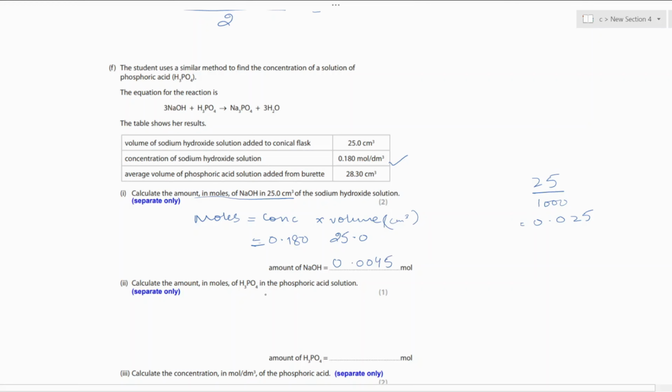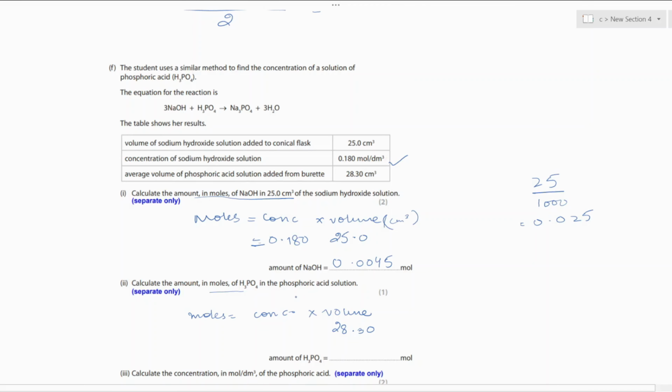Correct. Okay. Now next we have to calculate moles. Again, the formula is the same. Moles is equal to concentration into volume. What is the concentration? What is the volume? The concentration is not given. Or the volume is not given. What is not given for this one? The volume is given, which is 28.3. Exactly. This is the volume, 28.30.